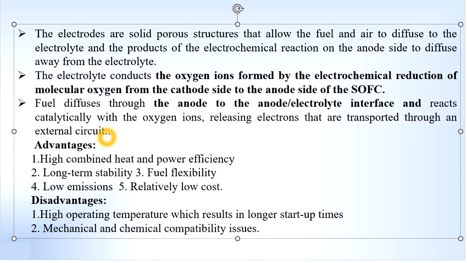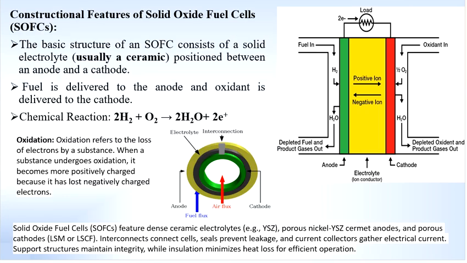What are the advantages of this type of fuel cell? The advantages are high combined heat and power efficiency, long-term stability, fuel flexibility, low emissions, and relatively low cost. Coming to the disadvantages, the high operating temperature results in longer startup times, and mechanical and chemical compatibility issues will be there. This is all about solid oxide fuel cells. That's it.